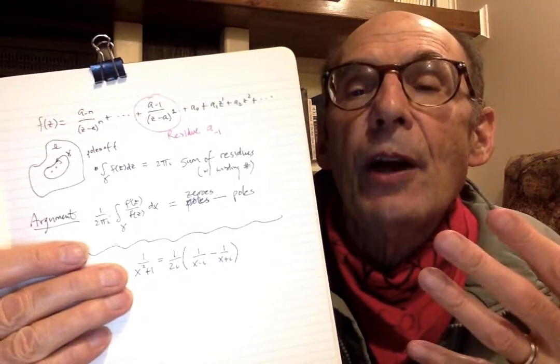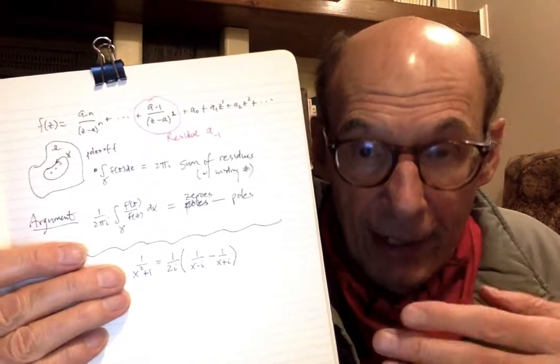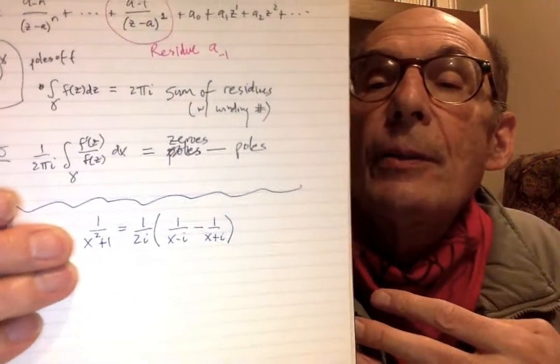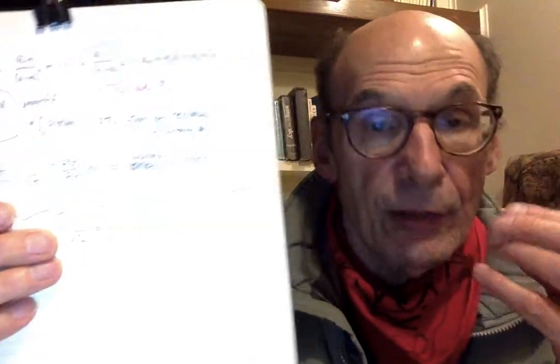So the roots of x squared plus 1, it factors, by the fundamental theorem of algebra. It factors over the complex numbers into two linear factors, x minus i and x plus i. In the partial fractions decomposition, you get some i's to play around with, but there it is. And so this function has two poles.